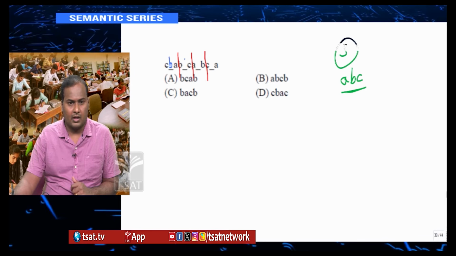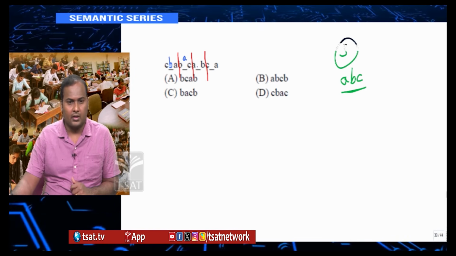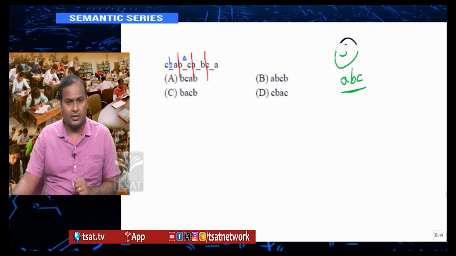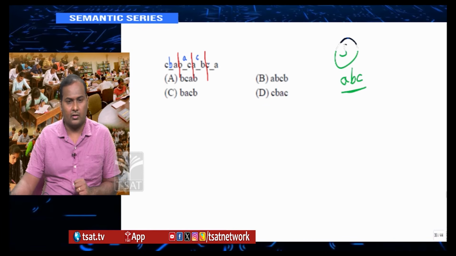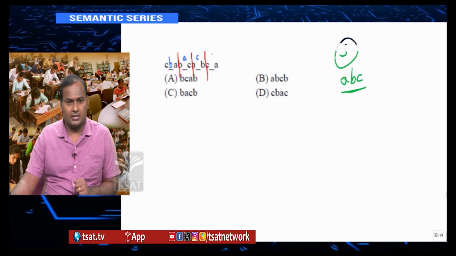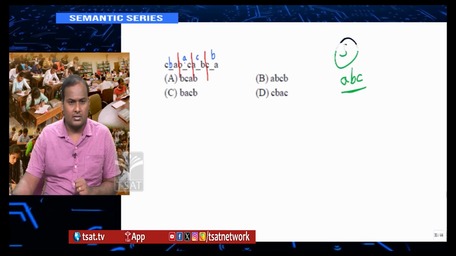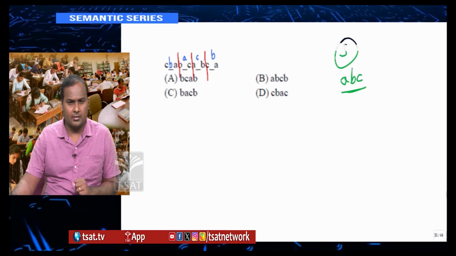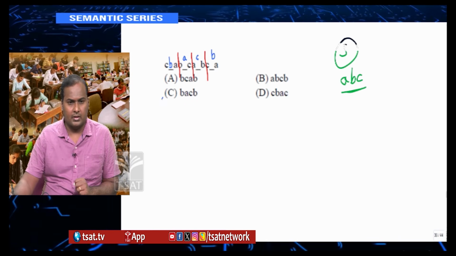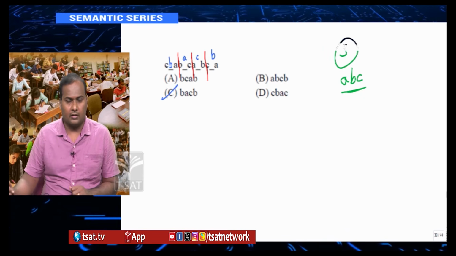What am I missing? I am missing A. So keep A. In the third block, A and B are there. I am missing C. In the fourth block, C, gap, A is there. I am missing B. So your answer will be B, A, C, B. So B, A, C, B is the answer. It's a big tricky question.